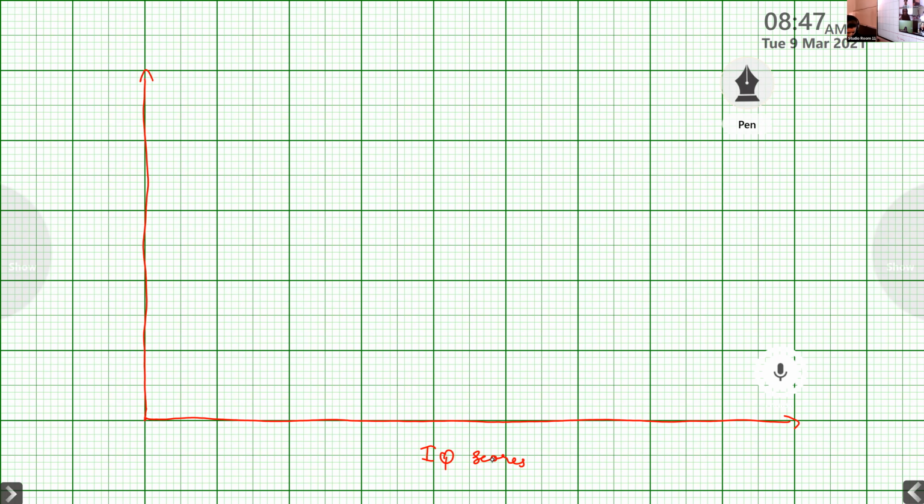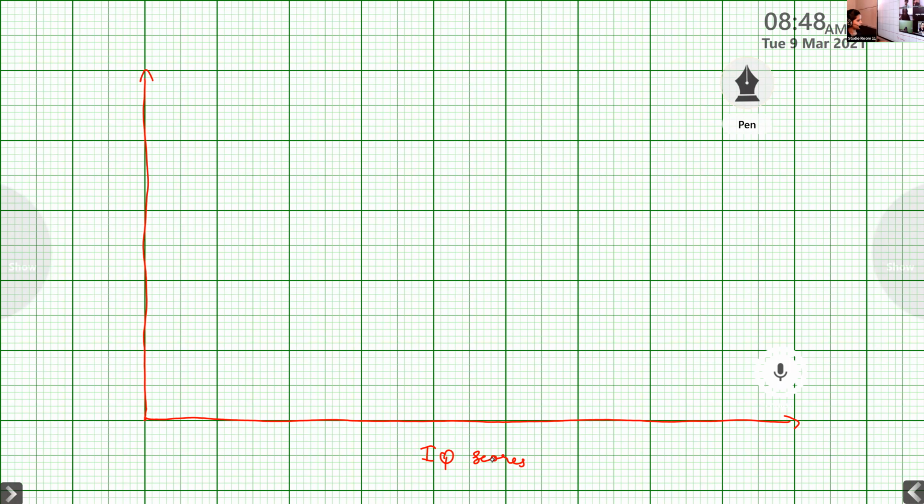So just see that figure. What is the mean score there? 100. To the left side of 100 and to the right side of 100, the curve looks similar, isn't it? Yes. So that is the frequency distribution or the normal curve. This is how you depict it.